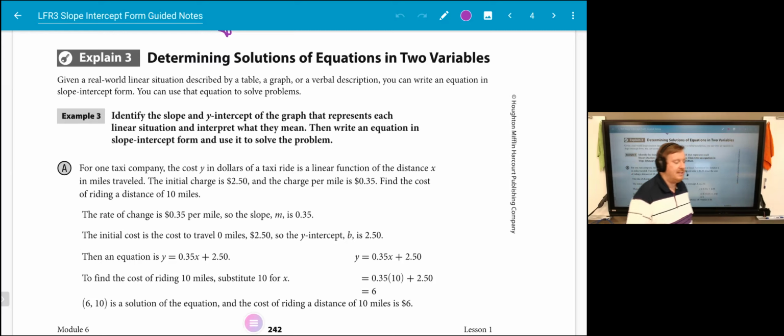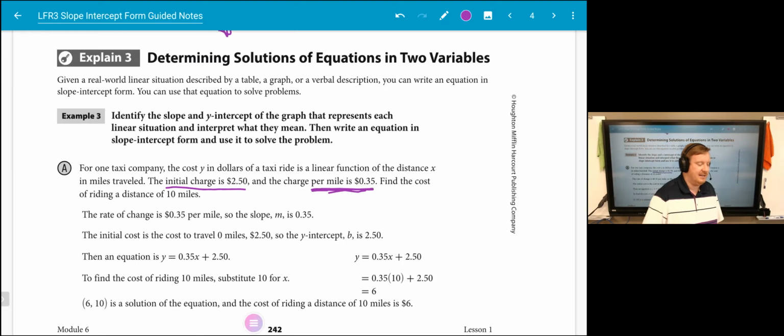For one taxi company, the cost y in dollars of a taxi ride is a linear function of the distance x in miles traveled. The initial charge, that's kind of an interesting one. The initial charge is $2.50 and the charge per mile, we've already got some nice stuff going on there, is 35 cents. Find the cost of riding a distance of 10 miles.